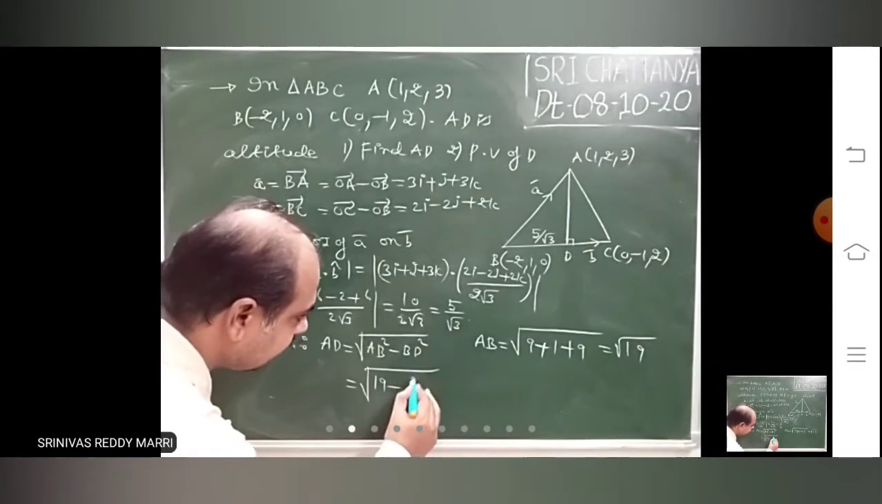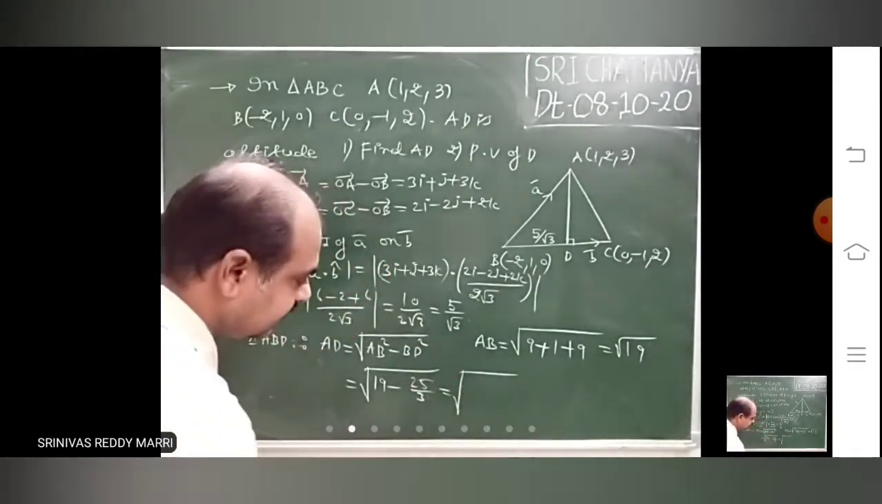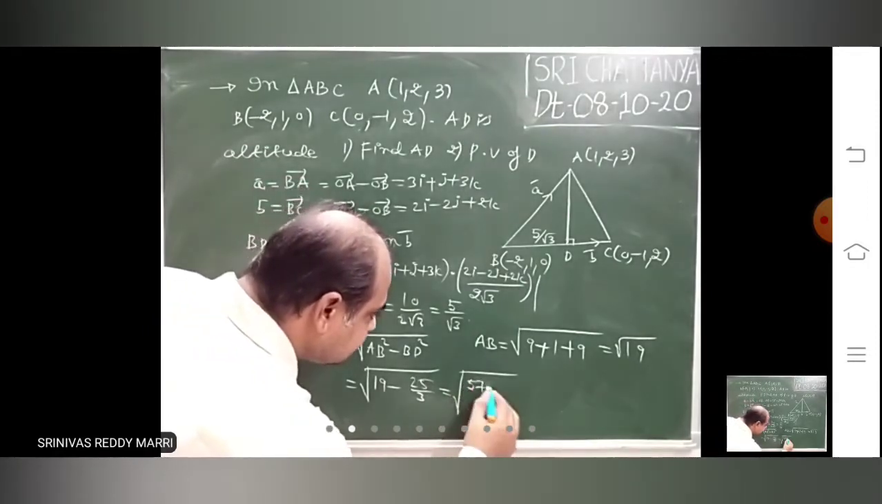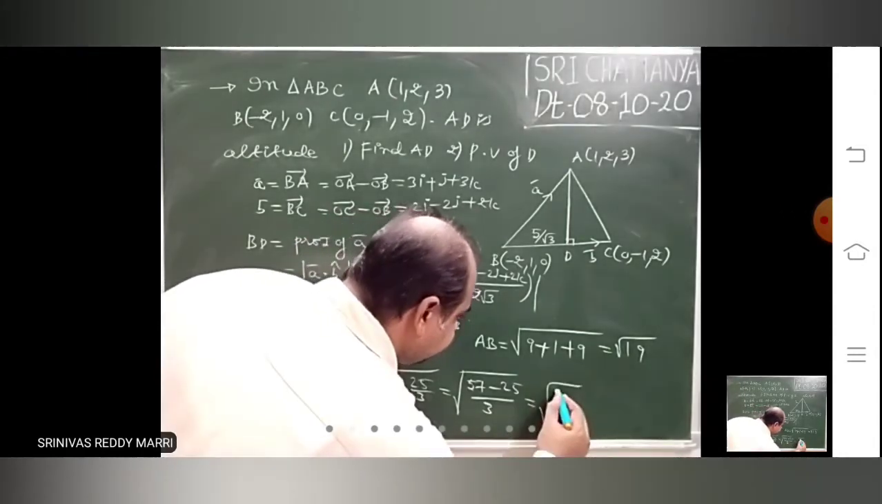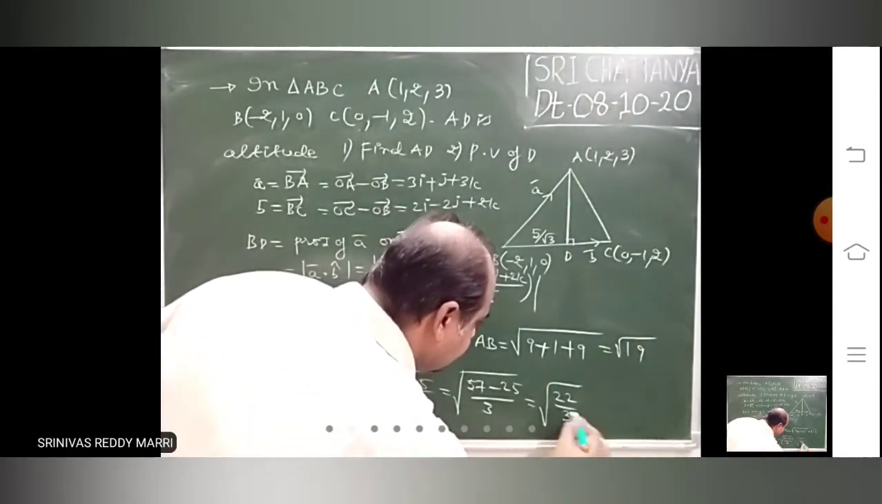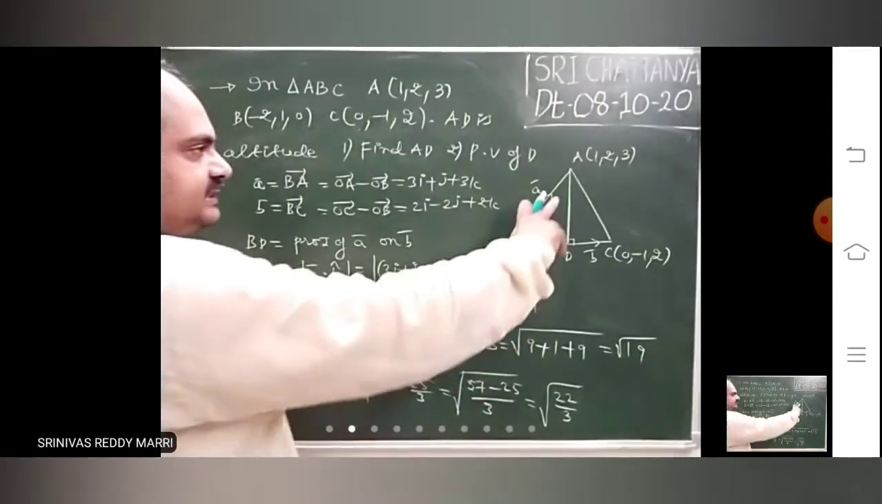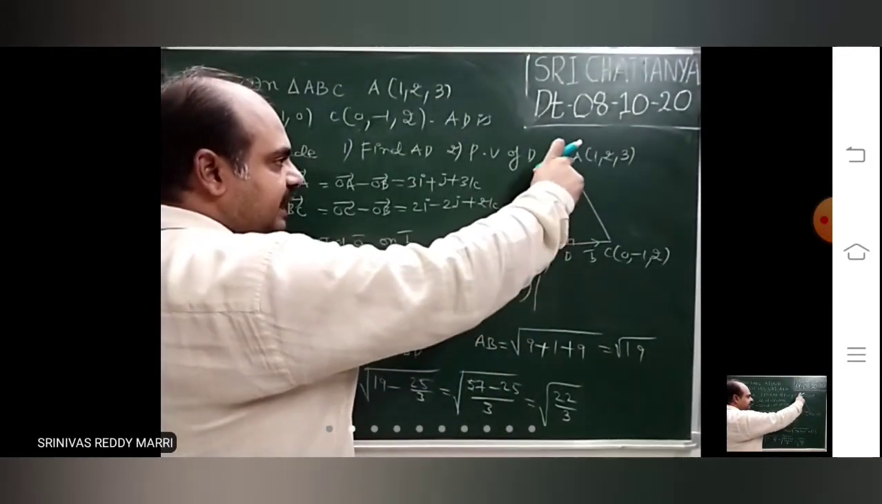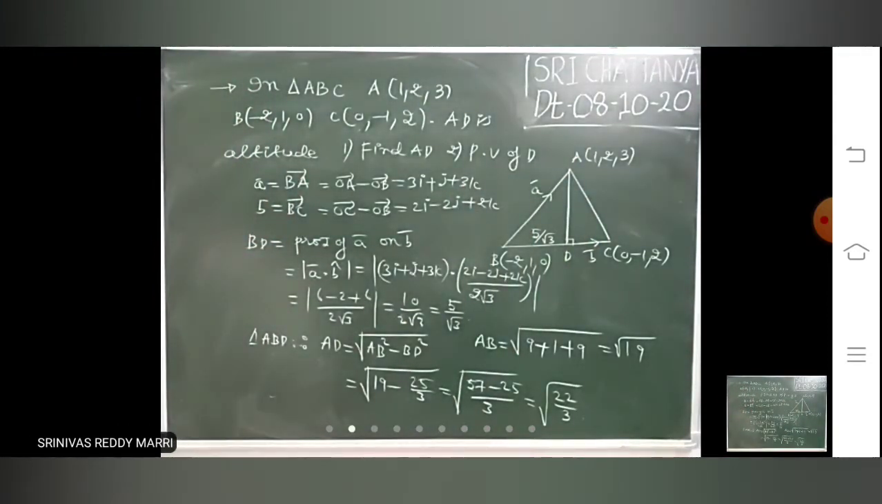So this is the square, 25 divided by 3. That means this is nothing but 57 minus 25 divided by 3. Therefore this length is nothing but root of 22 by 3. AD length you got. This is the length of the altitude, or perpendicular distance from A upon BC. Now the first question is over. Whenever you want to find perpendicular distance, this is one of the methods in vectors.